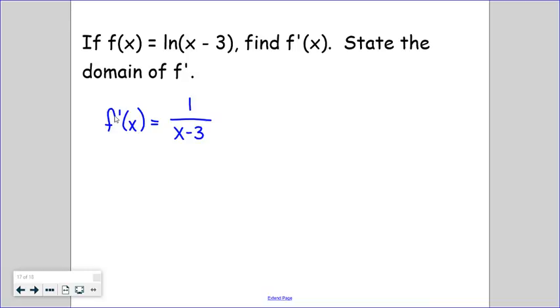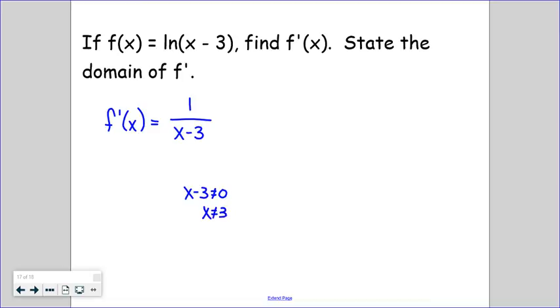Then let's talk about the second part of it. State the domain of f prime. When you are doing this, the domain of the original function is also going to follow us through the problem. So we have to keep in mind the domain of the original, but also the domain of the answer, or the domain of the derivative. So remember things like domain restrictions. When we have a fraction, that cannot equal 0, right? X minus 3 cannot equal 0, or x cannot equal 3.